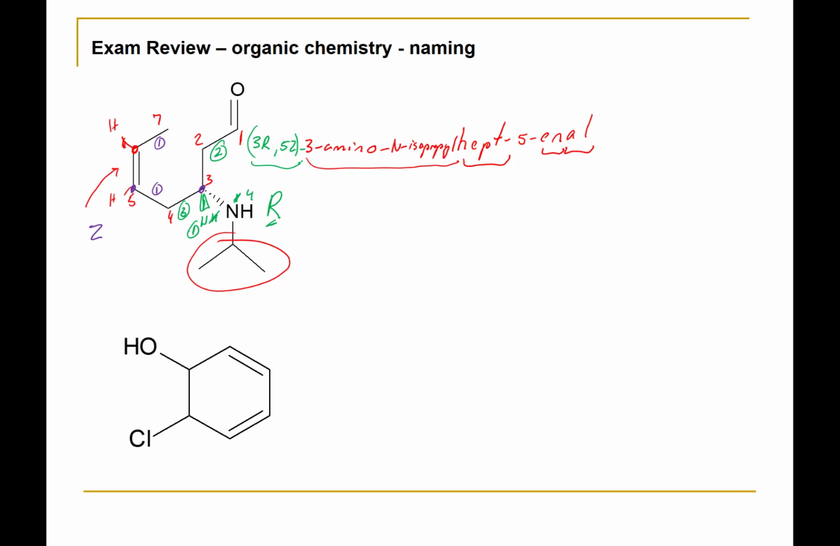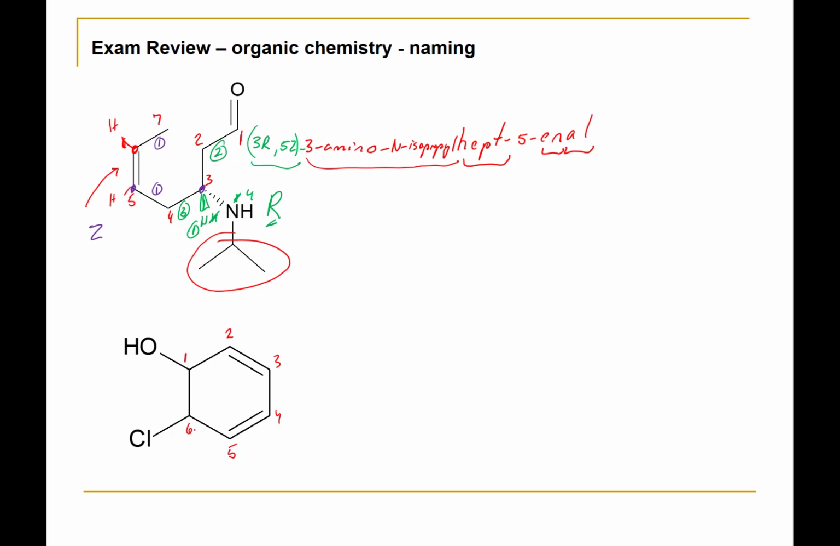Now let's move to the ring structure, and I'm going to go back to my red pen. Now in this ring structure, the most important thing, the one with the highest priority, is my functional group. So that'll be carbon number 1. The next most important thing are the double bonds. And so I'm going to number, in this case, in a clockwise way. 1, 2, 3, 4, 5, 6.